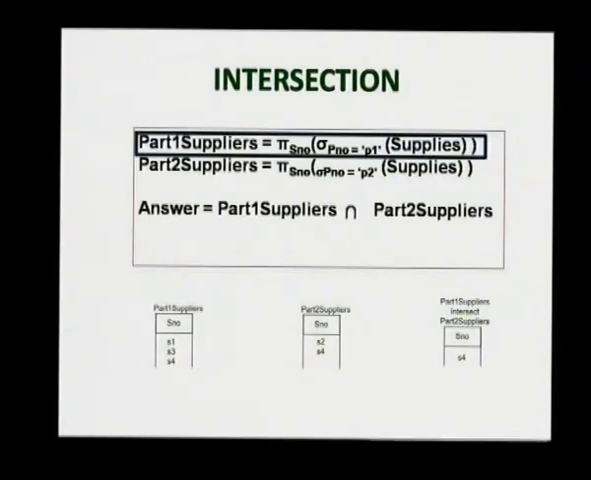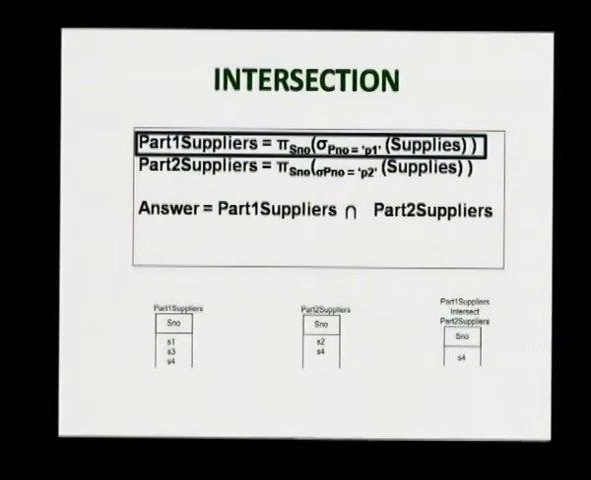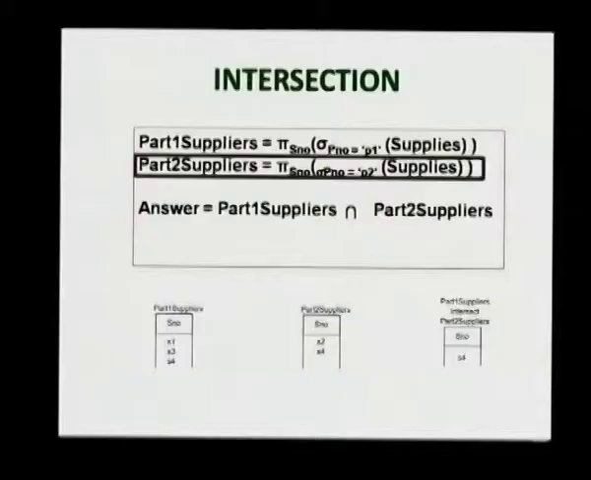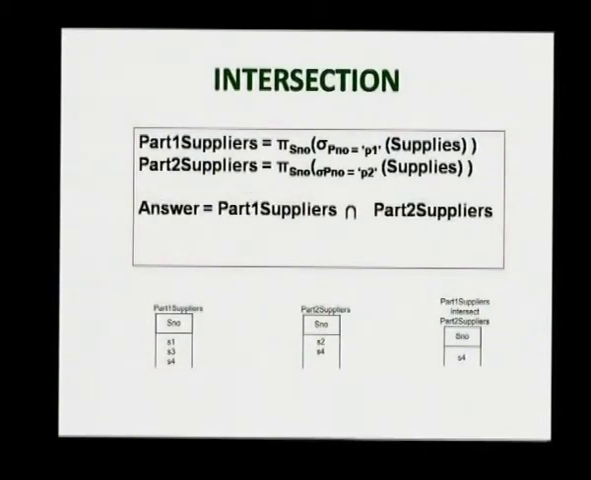So, let us take an example and see how this is done. Let us call part 1 suppliers, remember these operations, this is the select and the project operations. We are taking the supplier number from here, so only that attribute, and we are selecting only those who give the product part number 1. From the supplies relation, we are taking the tuples whose part number is equal to P1, and projecting only the attribute supplier number. Similarly, we do the same for part 2. So, we have defined two relations, part 1 suppliers and part 2 suppliers, and we get the answer as part 1 suppliers intersection part 2 suppliers. This will give you all the suppliers who provide part 1 as well as part 2.